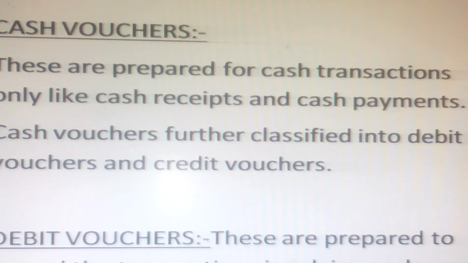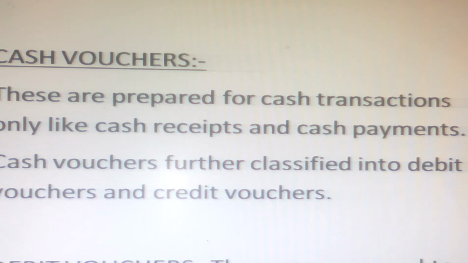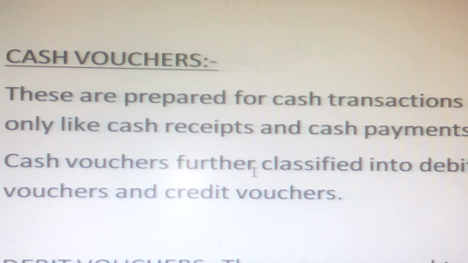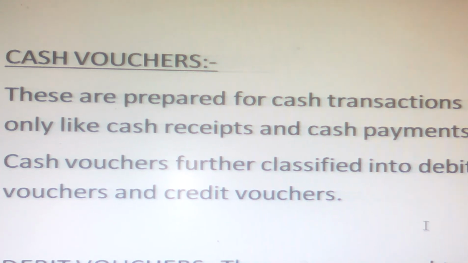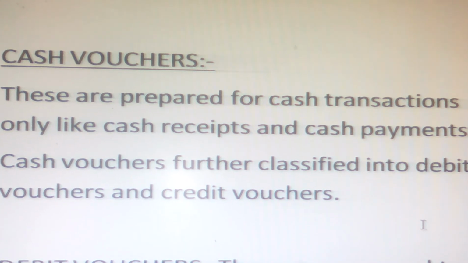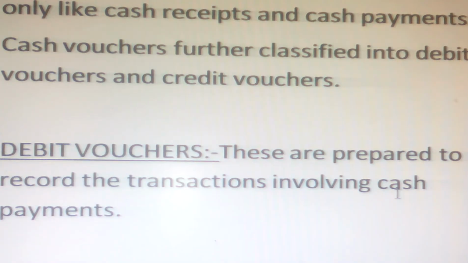Correct? See here. What is the meaning of cash voucher? Once again, these are prepared for cash transactions only, like cash receipts and cash payments. And cash vouchers are further classified into debit vouchers and credit vouchers. So what is the meaning of debit vouchers? These are prepared to record the transactions involving cash payments. So whenever there are any cash dealings, it is called a debit voucher.